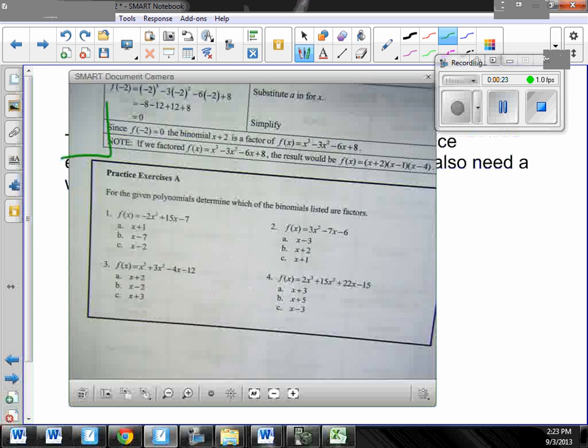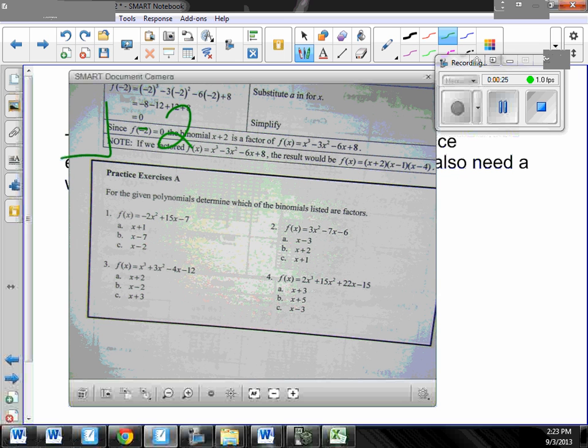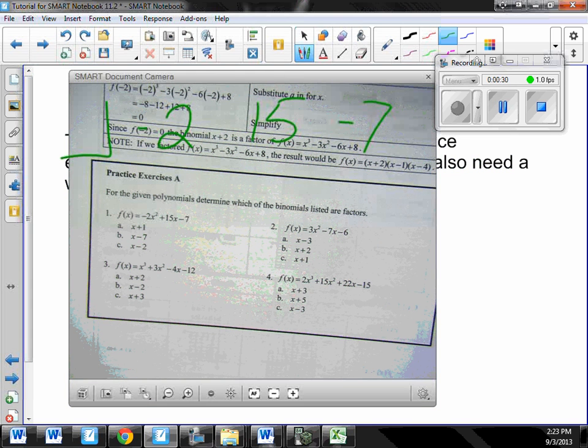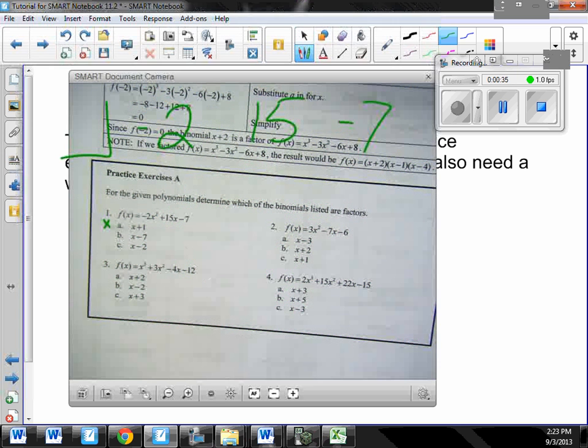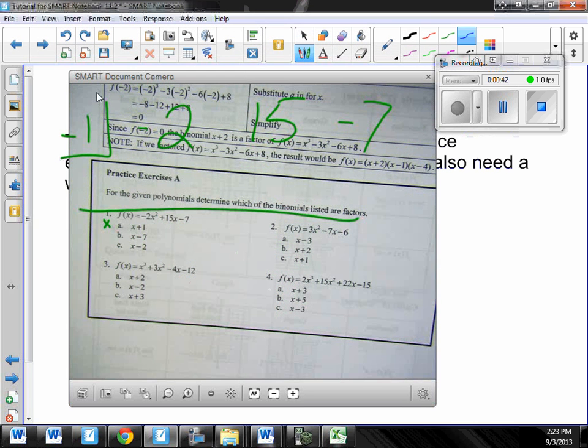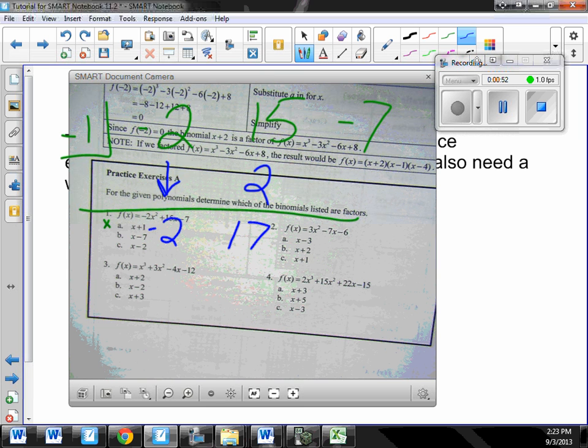So, my coefficients for the first one are -2, 15, and -7. If I want to test x plus 1, what root do I use? I use -1. So I'm going to bring down the -2. -1 times -2 is 2. 15 and 2 is 17. -1 and 17 is -17, which gives me a remainder of -24.